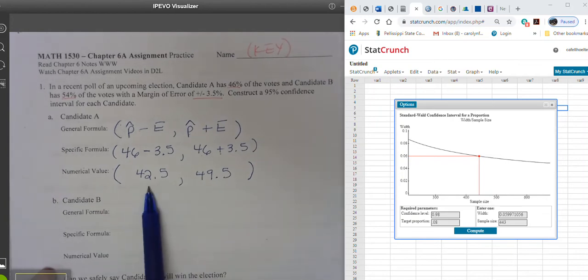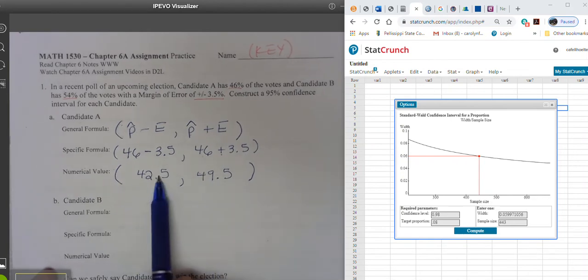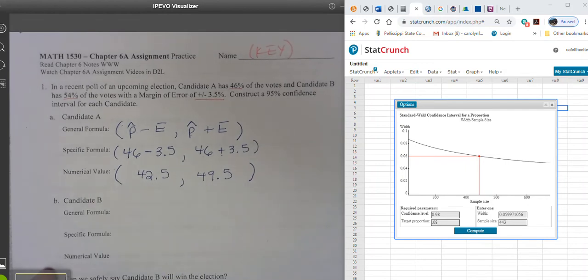Now notice, for this particular problem, I have written this as a percentage, but sometimes we will write these as decimals. It just depends on what the problem is asking for. So pay attention to that when you're doing your homework.